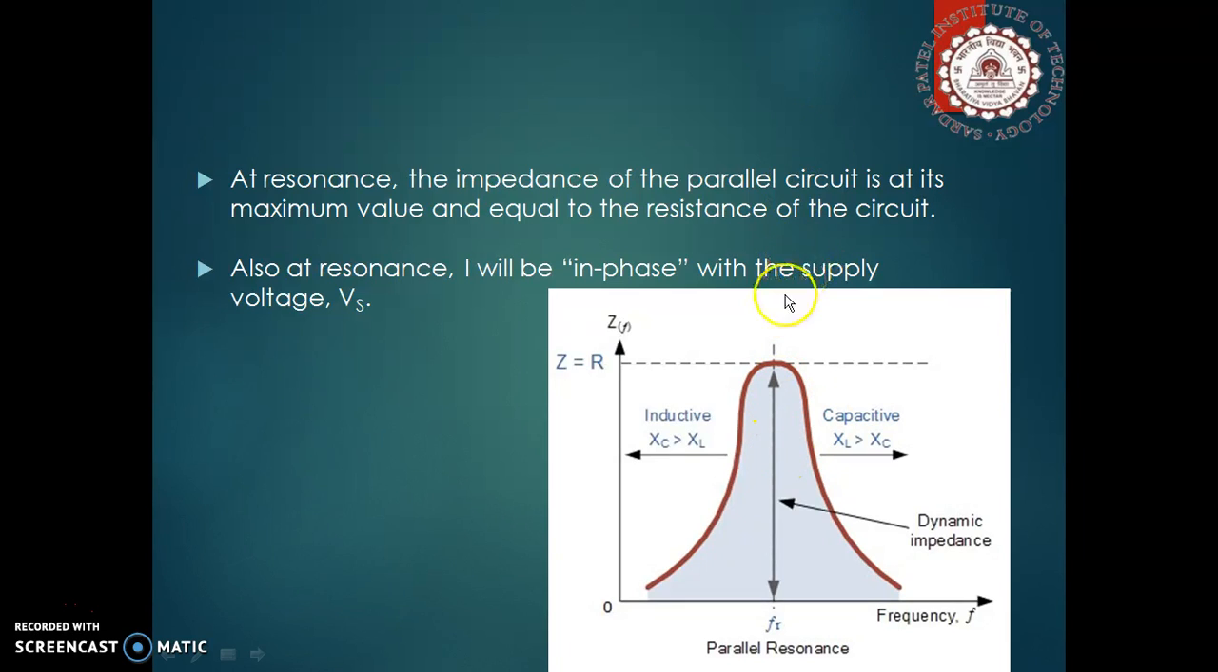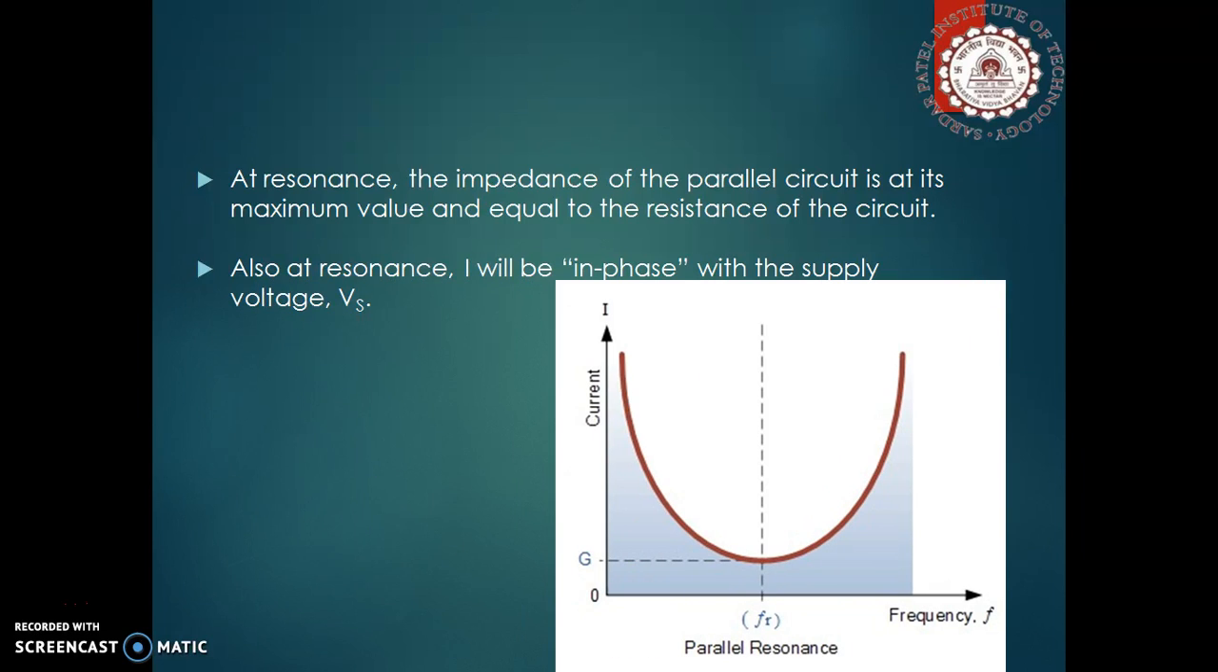So the impedance is maximum at resonance, the impedance is inductive for frequencies lesser than the resonant frequency, and impedance is capacitive for frequencies greater than resonant frequency. Now we can see that the current is minimum at parallel resonant frequency since the impedance is maximum.